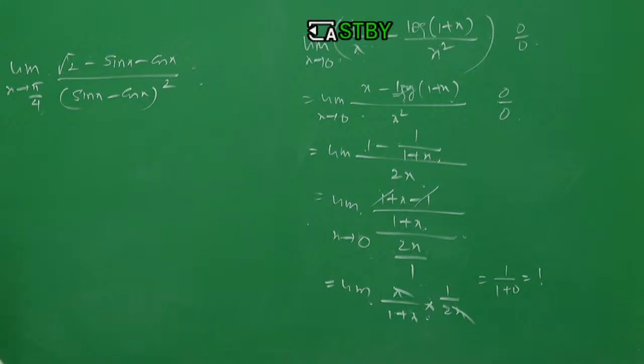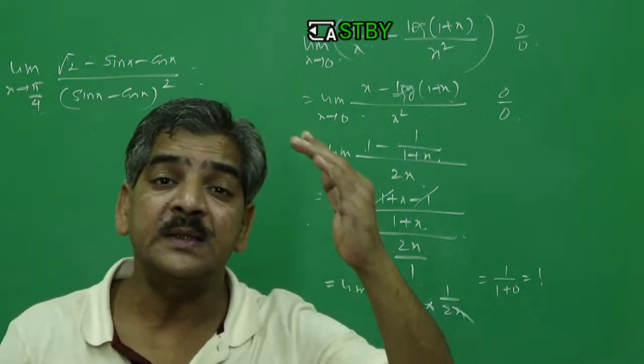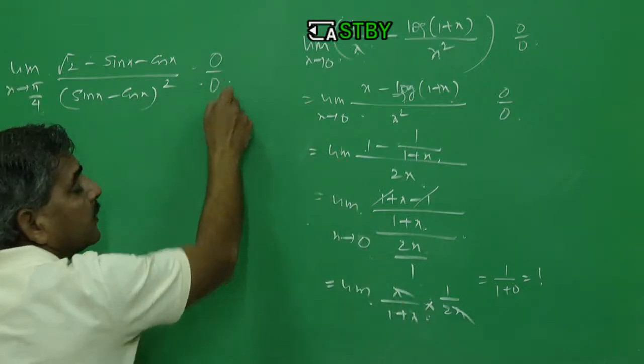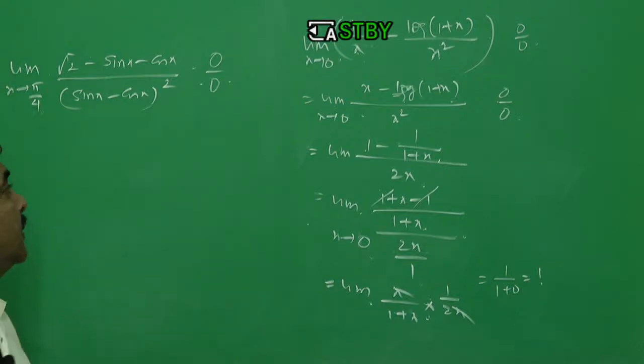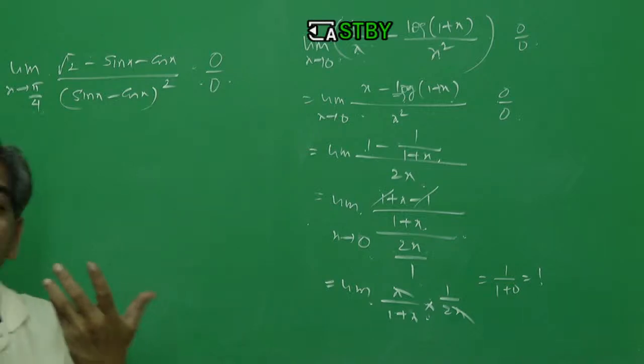मैं सॉल्व करके बताता हूं. Listen to my words very carefully. See here, x approaching pi by 4. Check whether denominator becomes 0. Yes, denominator becomes 0 as well as numerator becomes 0. So the given problem appears in 0 upon 0 format. So differentiate numerator separately, denominator separately. Answer आ गया.